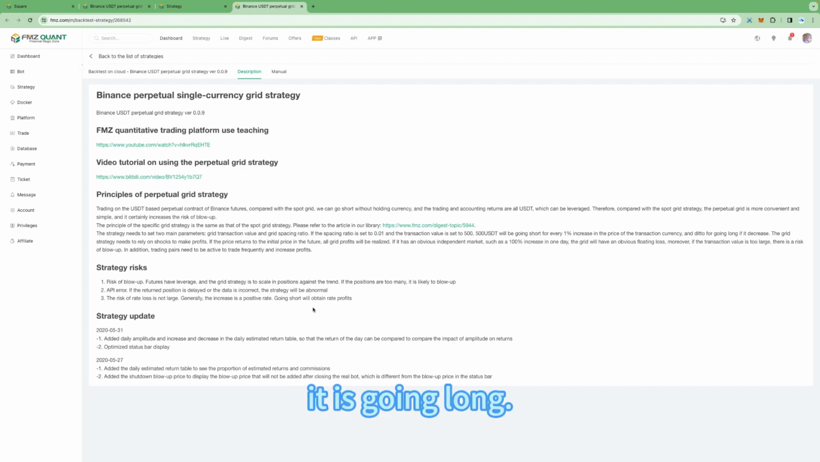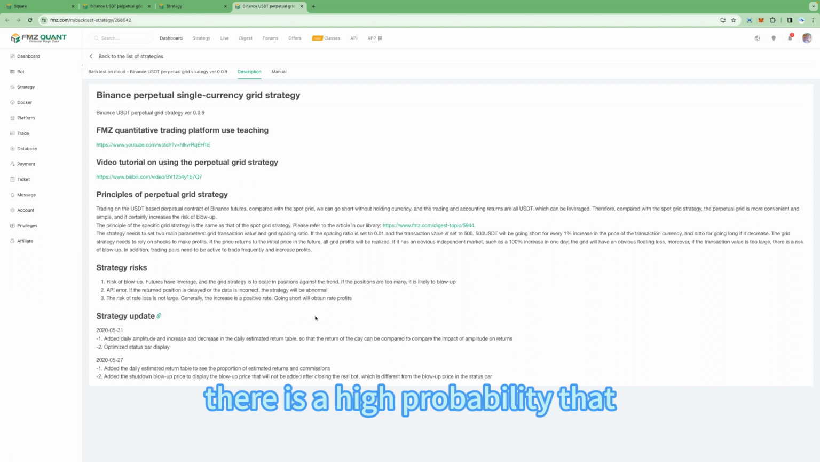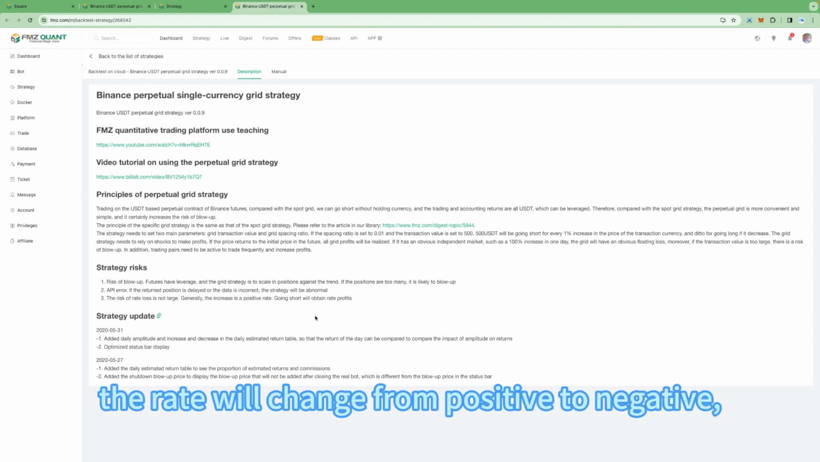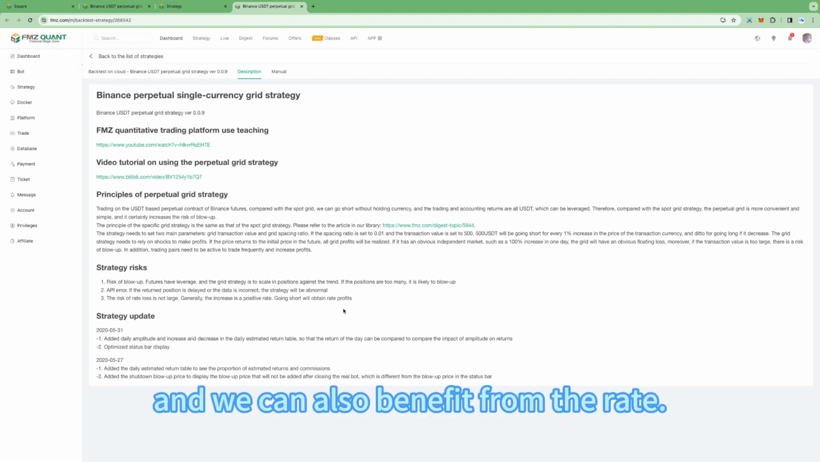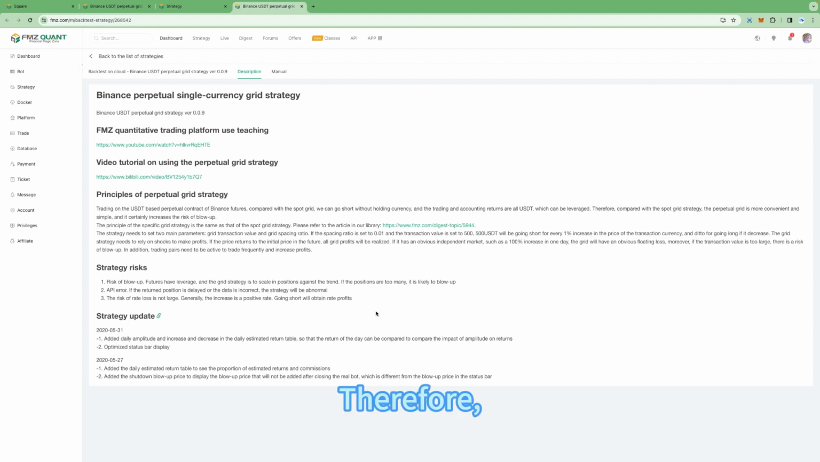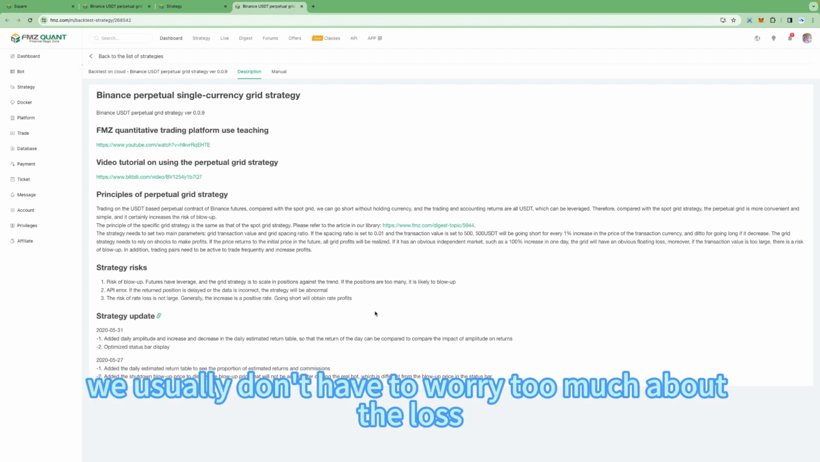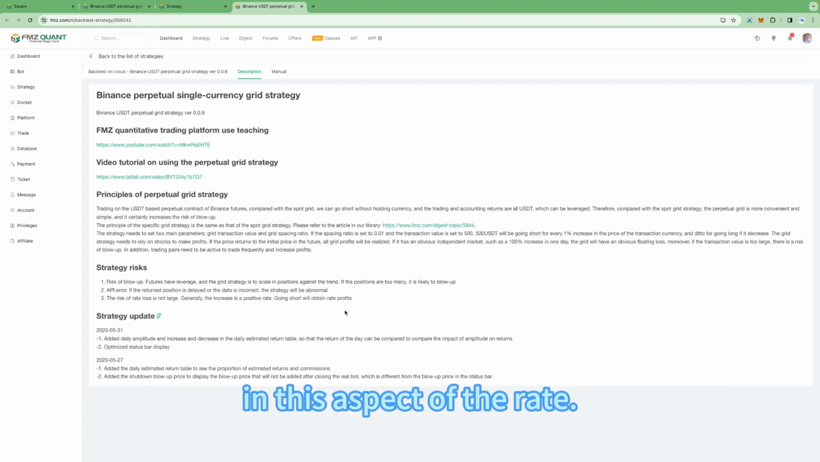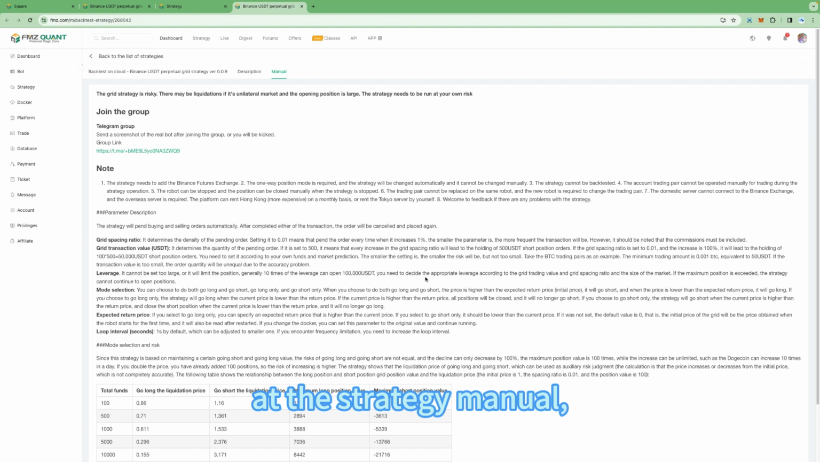It is going long. At this point, there is a high probability that the rate will change from positive to negative, and we can also benefit from the rate. Therefore, we usually don't have to worry too much about the loss in this aspect of the rate. Let's take a look at the strategy menu.